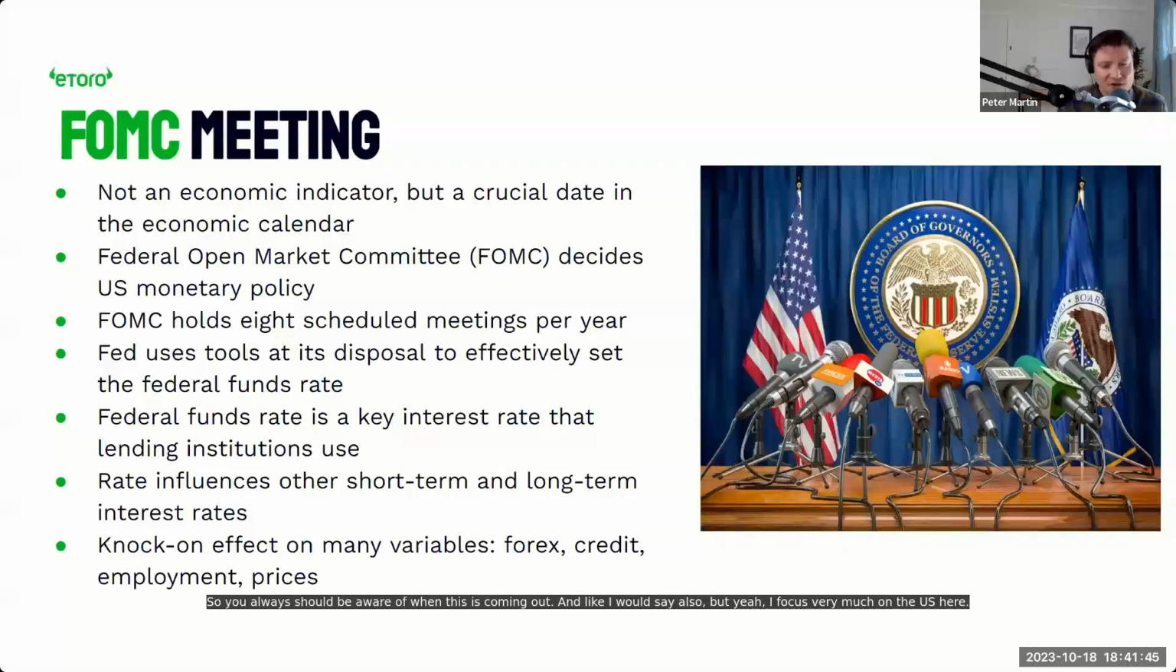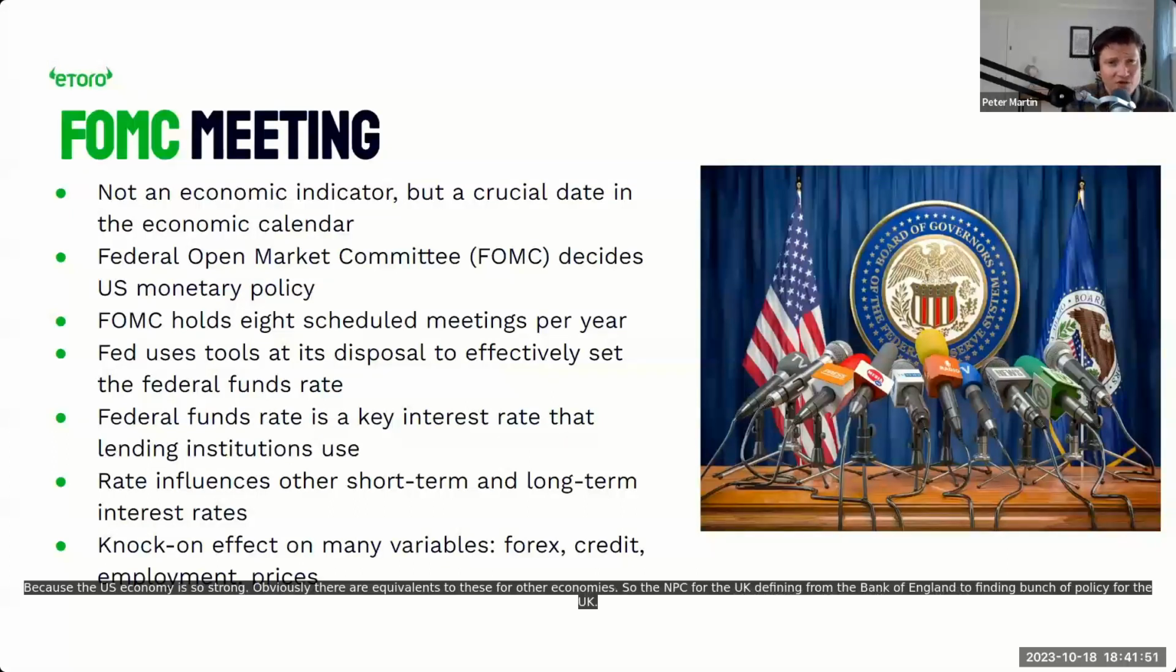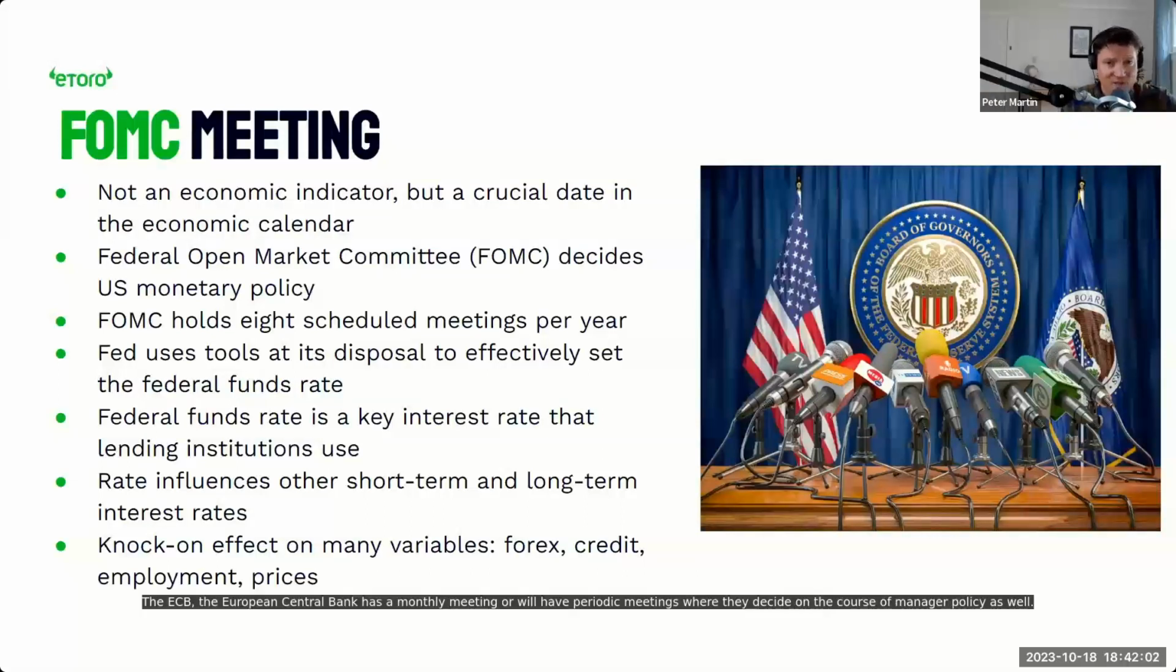I would say also, I focus very much on the US here because the US economy is so strong. Obviously, there are equivalents to these for other economies. So the MPC for the UK, from the Bank of England, defining monetary policy for the UK. The ECB, the European Central Bank, has periodic meetings where they decide on the course of monetary policy as well. If you're holding UK stocks, of course, you're going to pay attention to UK data as well. But because the US is such a big market shaker, that's why I'm focusing on the FOMC meeting.